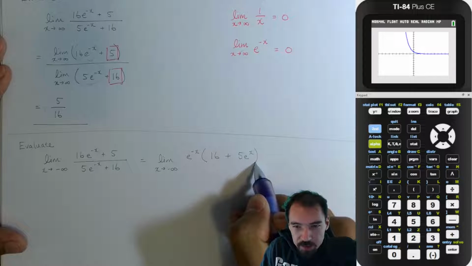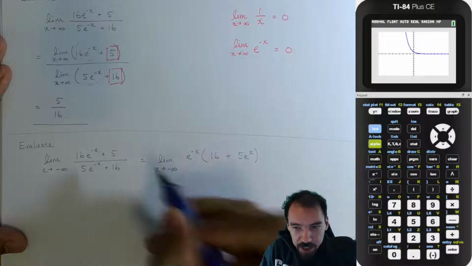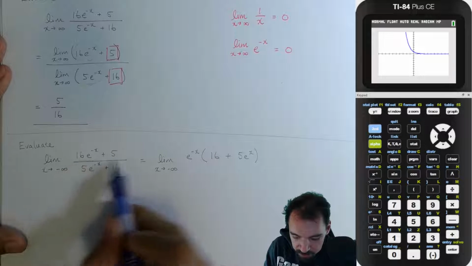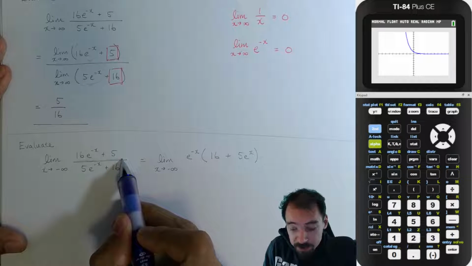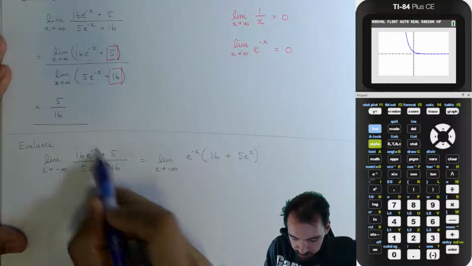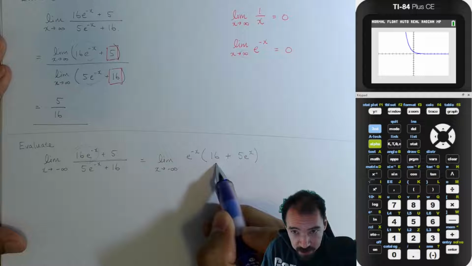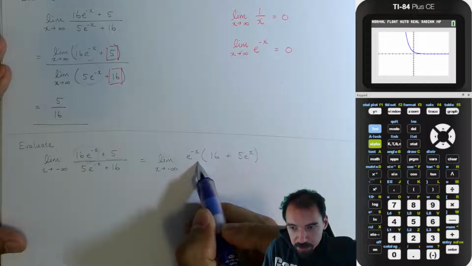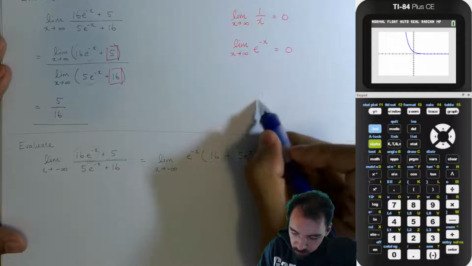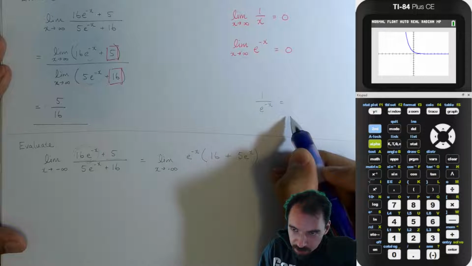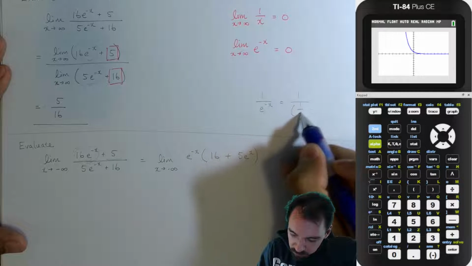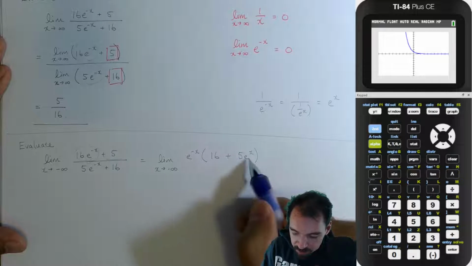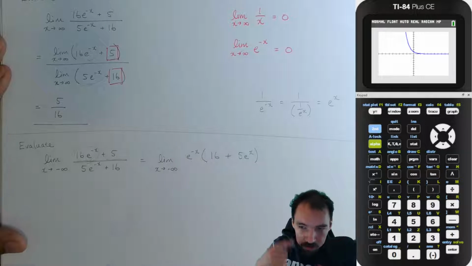Wait, how did that happen? Because factoring is a process of dividing. If I factor e to the minus x out, I'm saying here, I'm going to divide this and that by e to the minus x. So this divided by e to the minus x becomes just 16. But if I take 5 and I divide by e to the minus x, think 1 over e to the minus x is the same thing as 1 over e to the x, which is the same thing as just e to the regular x. That's why this e to the regular x pops up here. That's the division way to think about it.